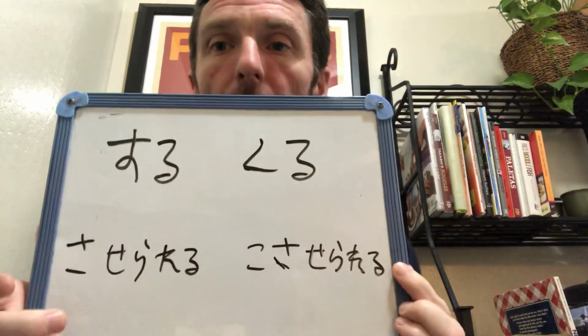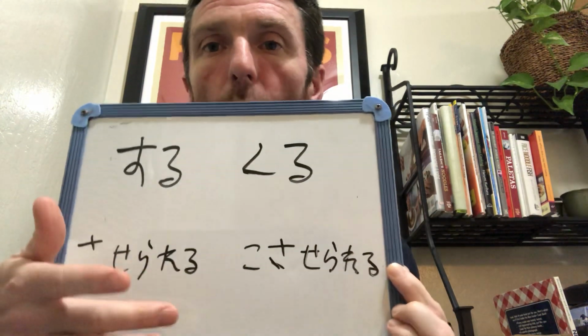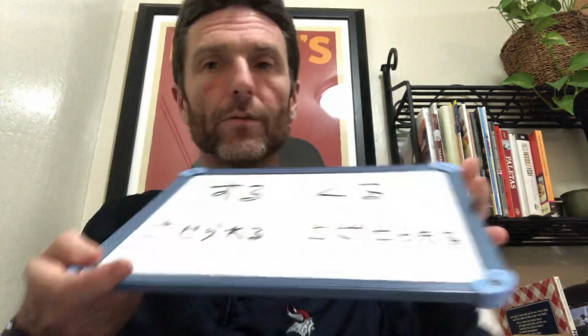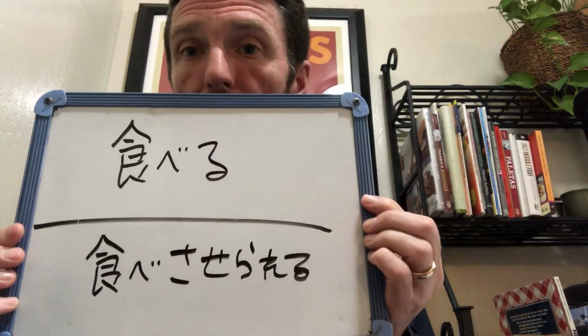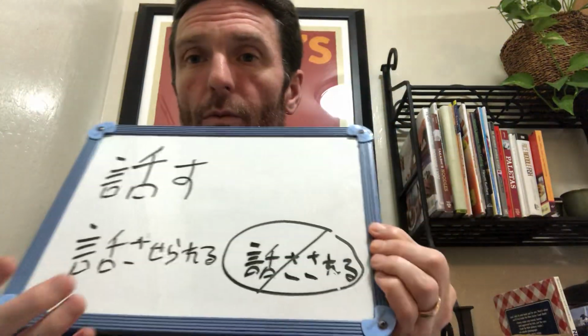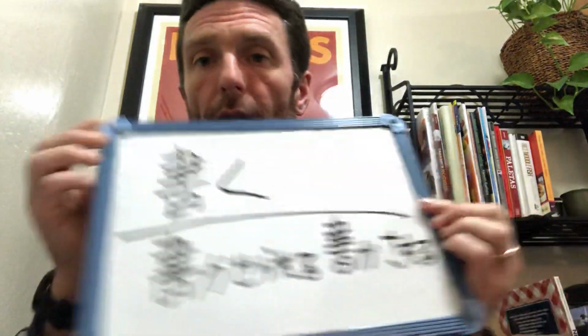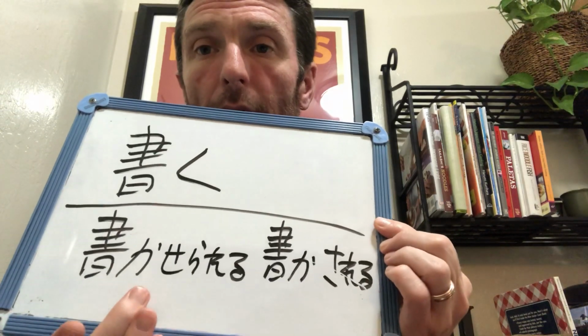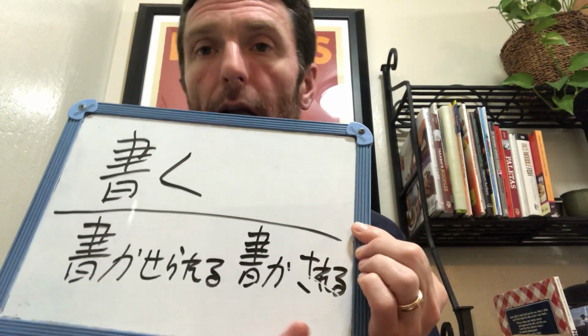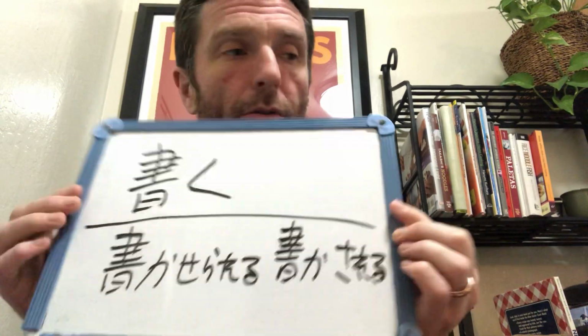I'm going to go quickly through our verbs again. Saserareru for suru. Kosaserareru for kuru. For the ru verbs, tabesaserareru. And then our exception on the u's are the ones that end in su, right? Hanasaserareru. But then all the other u's we can either do a-serareru or a-sareru, right? And so you can use those.